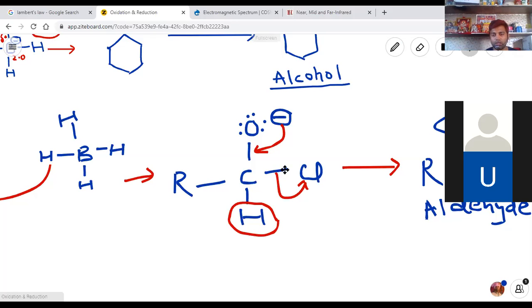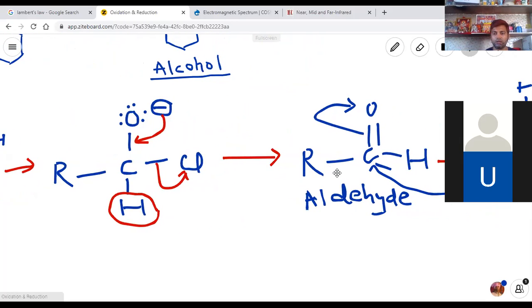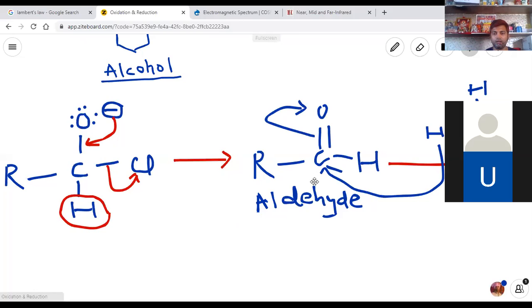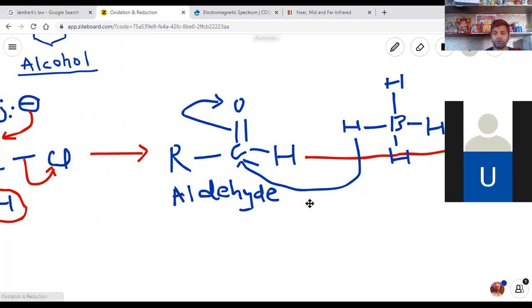If this chlorine leaves the substrate, it will form a chloride ion, which will be stable. So the chlorine leaves the substrate. The extra charge present on oxygen collapses back, forming the carbon-oxygen double bond. Okay, so we get an aldehyde here.